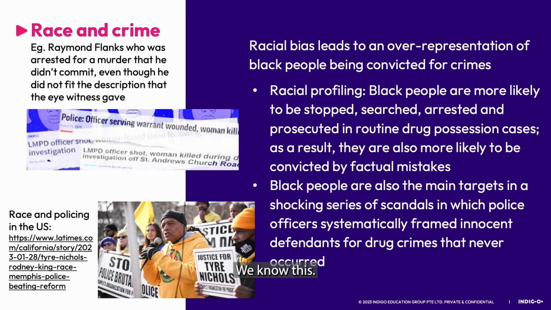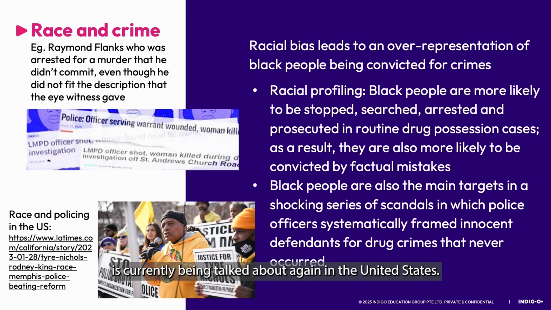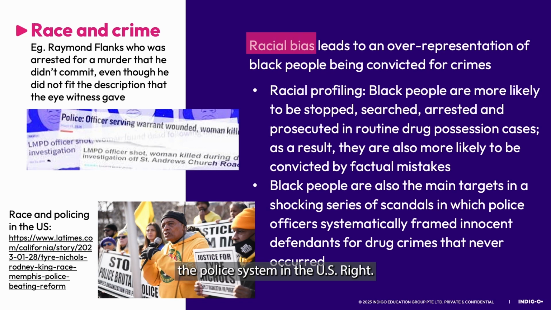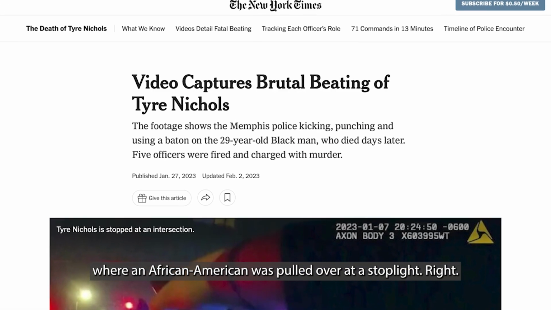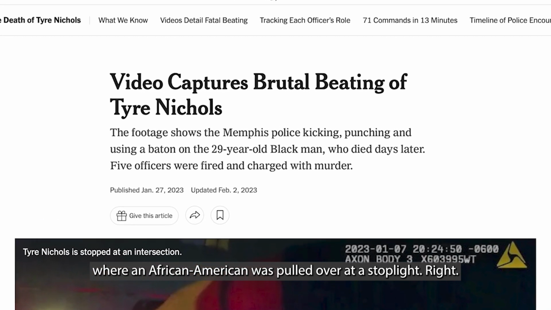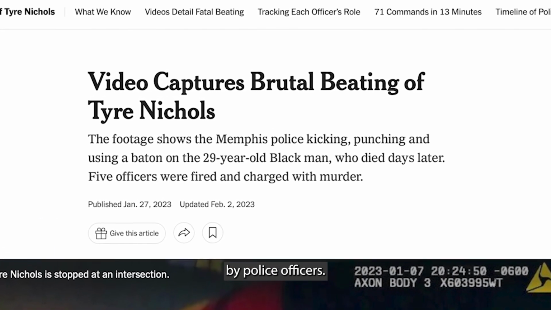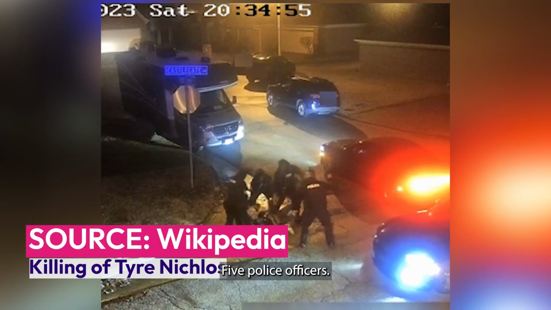Okay, we know this, and this is something that is currently being talked about again in the United States. It keeps being talked about because you're talking about this whole idea of racial bias and the police system in the US, right? The justice system. So we're talking about things like police brutality. Just this last week, the end of January in 2023, you have once again another case where an African American was pulled over at a stoplight, right? And he was beaten to death by police officers, 5 police officers.